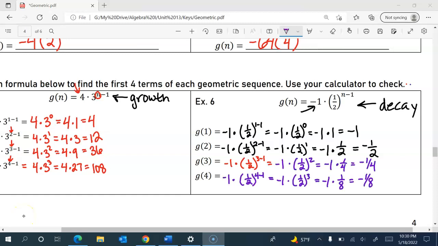Okay, so for your third and fourth term, you should have plugged 3 in for n and 4 in for n respectively. When you go through all of that math, you end up with -1/4 and -1/8. You can double check that because half of -1/2 is -1/4, and half of -1/4 is -1/8. Okay.